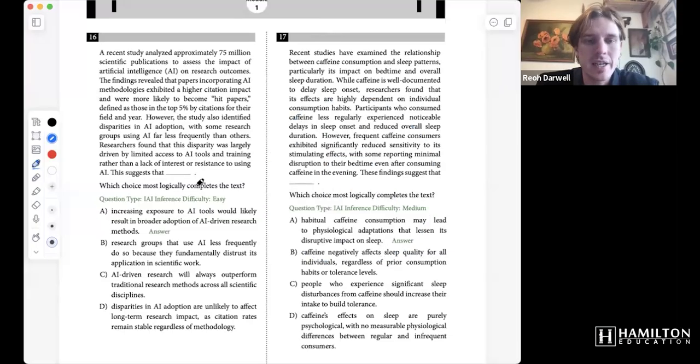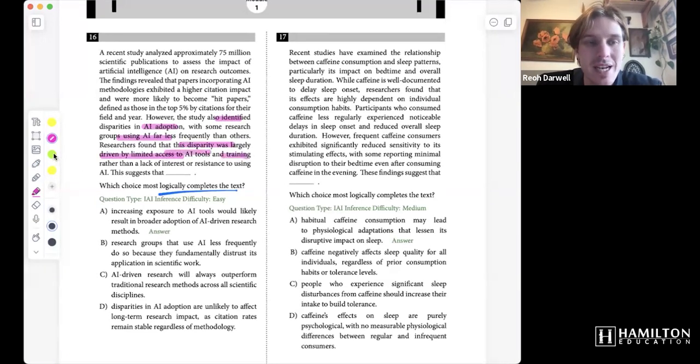All right, question 16 is an inference question. So we're looking to finish this text based off of what comes before. It's talking about incorporating AI. There are disparities in AI adoption. So basically, the best papers use AI methodologies in their paper, but some research groups use AI far less. What causes this? Limited access to AI tools and training.